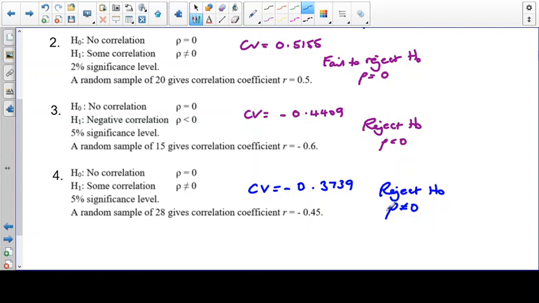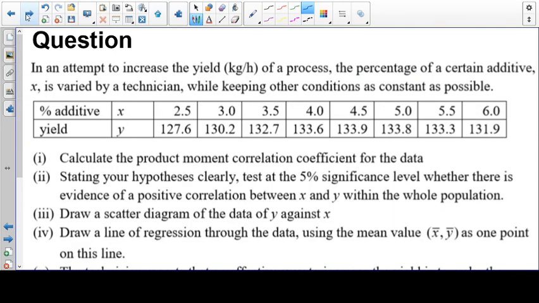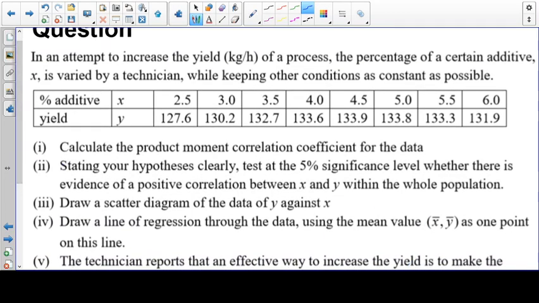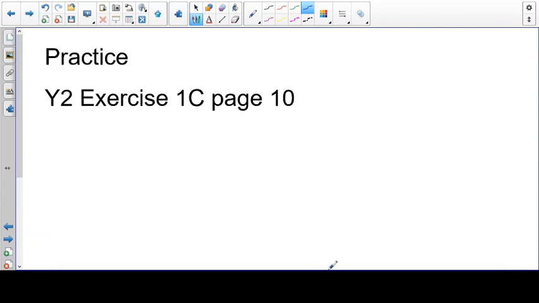Okay, so hopefully you followed that and you did okay. Right, have a go at this last question, and your teacher will tell you the solutions. So give it a go. And then there is further practice on page 10. Okay, that's the end of the video.